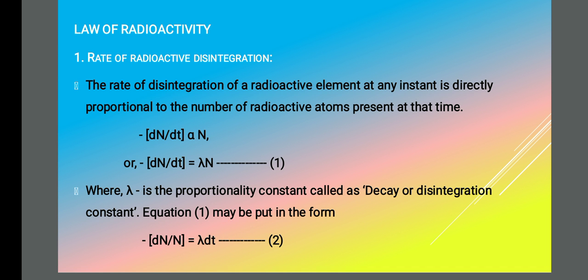Is it clear? I'll repeat. The rate of radioactive disintegration can be written as minus dN by dt is proportional to N, and this proportionality is removed by a proportionality constant, the disintegration constant lambda. So minus dN by dt will be equal to lambda N. This can be written as minus dN by N is equal to lambda dt.